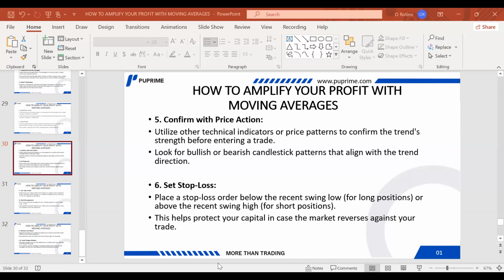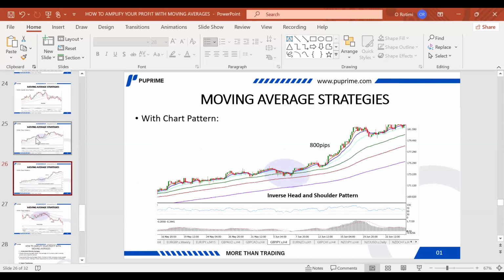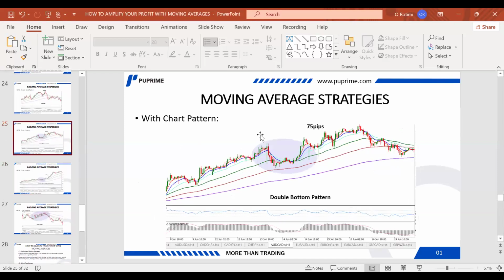Number 6 is set stop loss. Place a stop loss order below the recent swing low for long positions and above the recent swing high for short positions. Now, I know some of us will have questions after now, but we can just quickly attend to some of those concerns, because some will ask, how do we place a stop loss here?